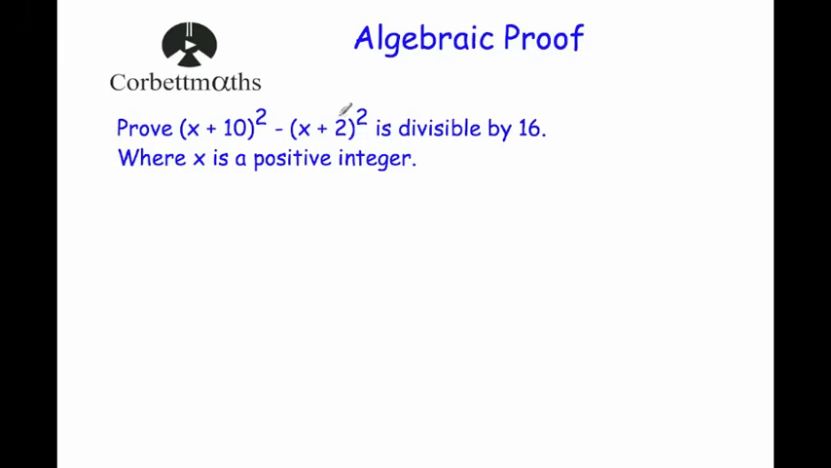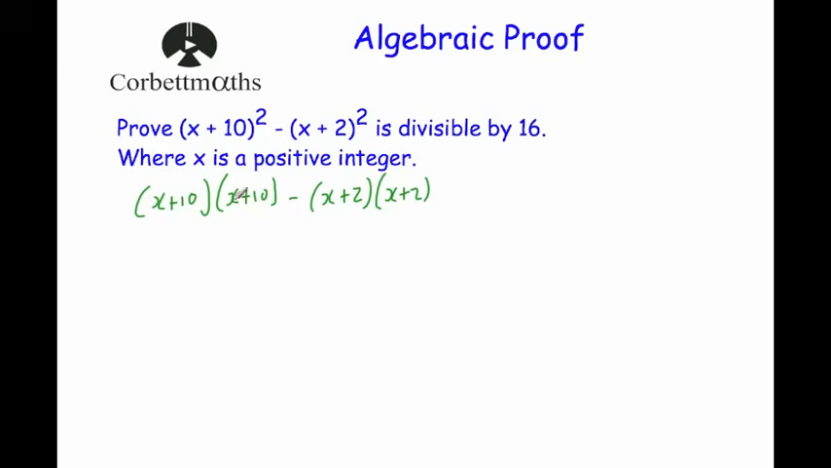So what I'm going to do is expand this expression and simplify it and see what we get. So (x plus 10) squared would be the same as (x plus 10)(x plus 10), because whenever you square a bracket, you're multiplying it by itself. So I tend to write it out twice like so. And subtract, and then again (x plus 2)(x plus 2).